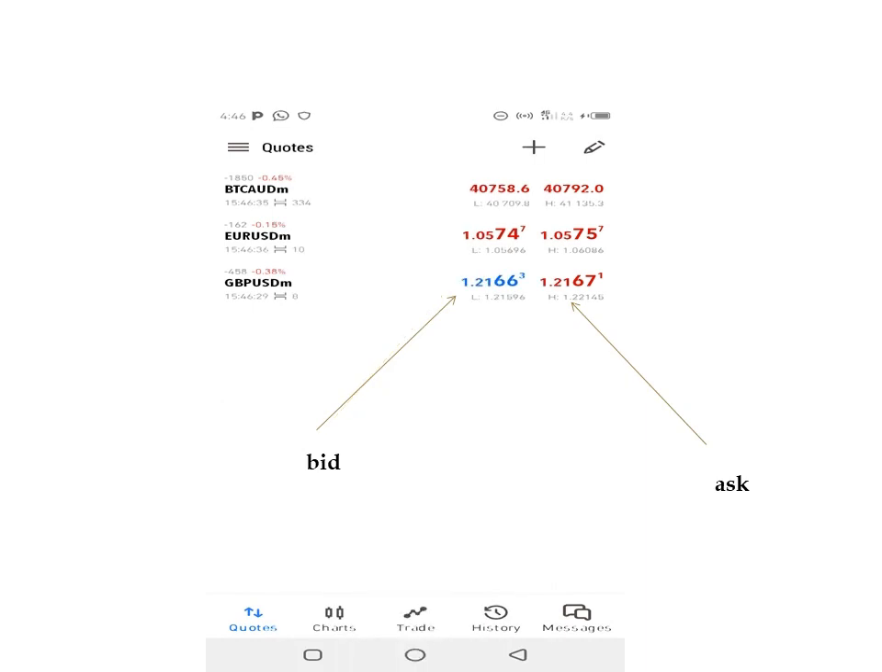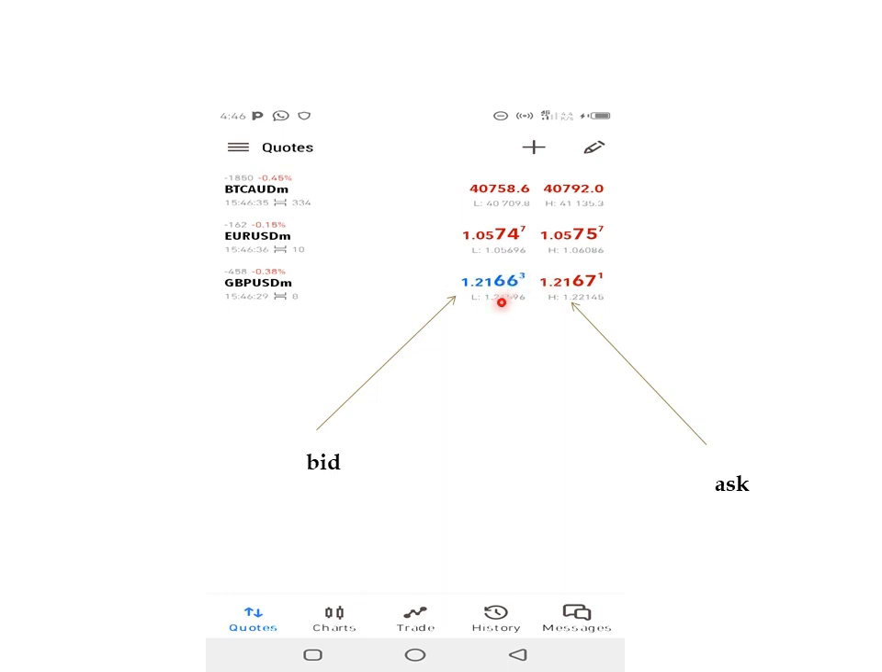Okay, so I actually had this here. So yeah, if you go to your MT file, this is what you're going to see. This is the interface, and this is a currency pair, Euro USD and GBP USD. The first price is your bid price, and the second price is your ask price. The difference between your bid price and your ask price is what is known as the spread.